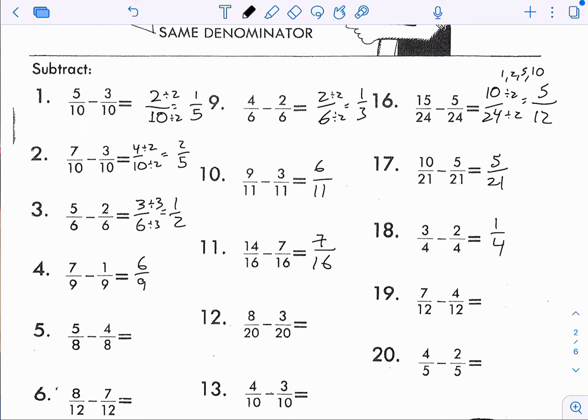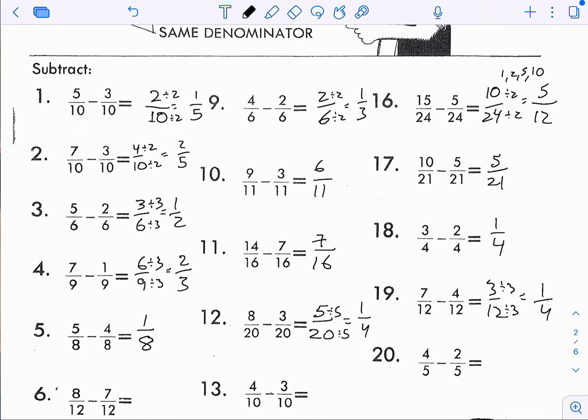6 over 9. We're going to divide each of those by 3. Okay, and that's going to give us 2/3. 5 over 4, 5 subtract 4 is 1. Keep 8 as the denominator, 1/8. That's in lowest terms. 8 subtract 3 is 5 over 20. Divide each of those by 5, as 5 is a common factor. That gives you 1 over 4. And then 3 over 12. 3 is a common factor. So I'm going to get 1 over 4.